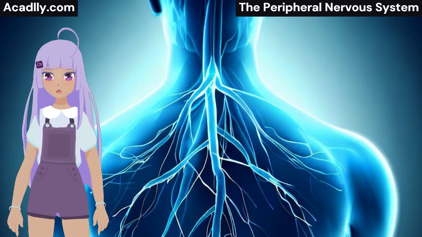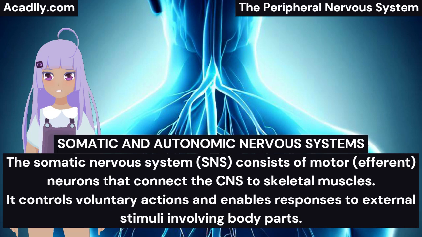The motor system is further divided into the somatic and autonomic nervous systems. Somatic and autonomic nervous systems. The somatic nervous system, SNS, consists of motor, efferent, neurons that connect the CNS to skeletal muscles. It controls voluntary actions and enables responses to external stimuli involving body parts.